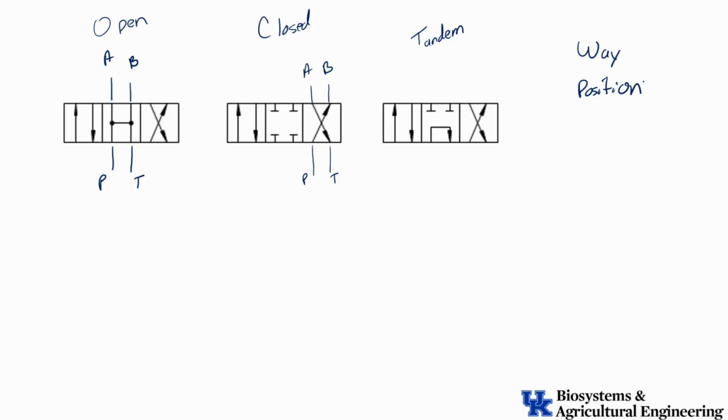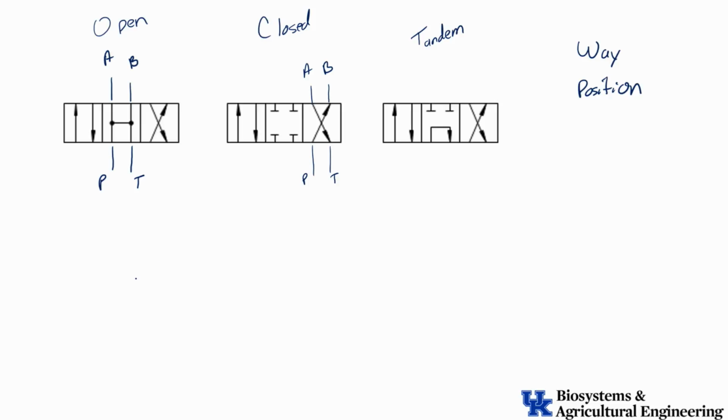All right. So the way, it's a number. So many way and so many position valve. The way is the number of connections that we have to the valve, and the position is the number of positions that the valve can be in. So if you look at these three valves that we've drawn on here already, these are all four-way valves because there are four connections to it, the pump, tank, A and B. So that's a four-way valve, and it's a three position. So there's the center position, the extend position, if you will, and the retract position. So that would be a four-way, three-position valve.